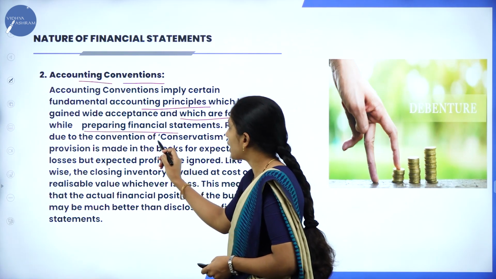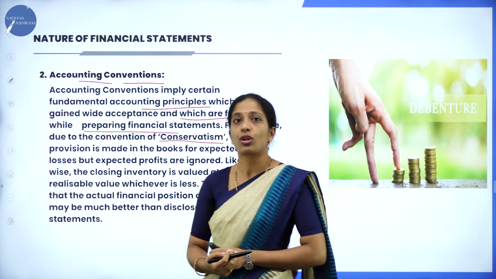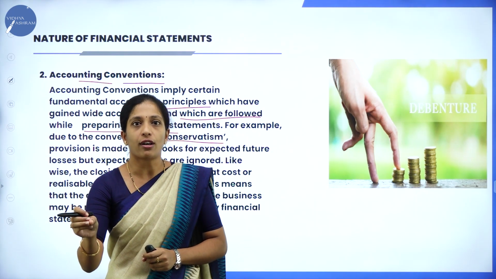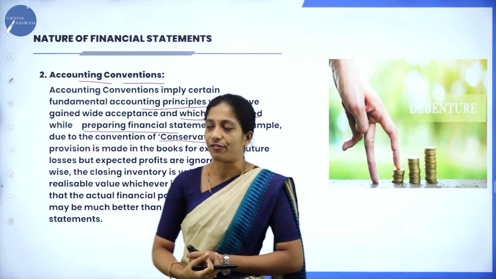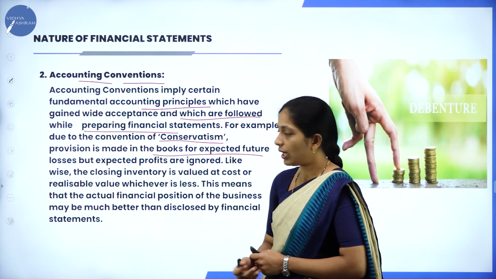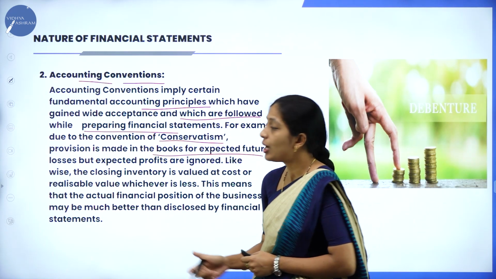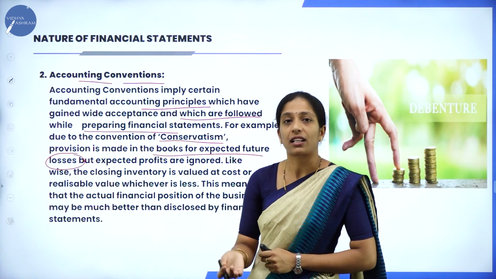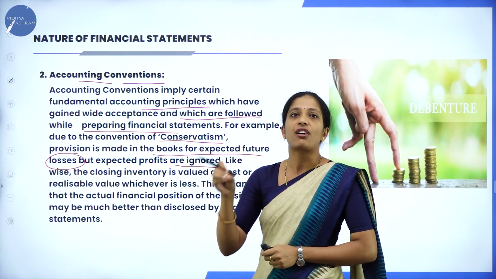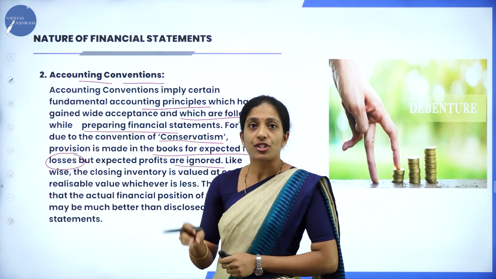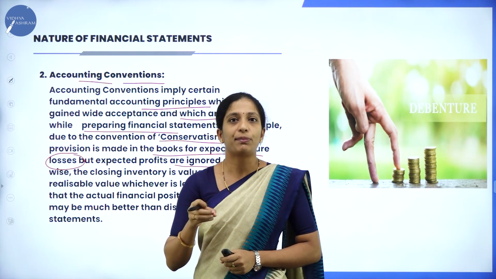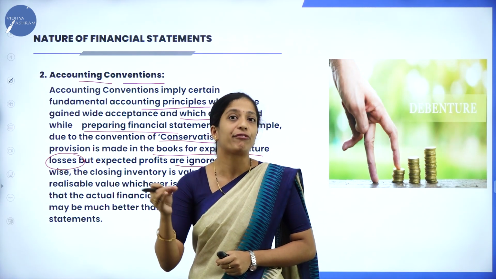For example, due to the convention of conservatism. What does the convention of conservatism tell? Be prepared for the worst. Always be prepared for the losses, but don't anticipate the profit. So here, due to the convention of conservatism, provision is made in the books of accounts for expected future losses, but expected profits are ignored. So this is the main concept of the convention of conservatism, which tells us that being a businessman, we have to be prepared for the losses. Keep the provision for losses, but will we be prepared for the profit?